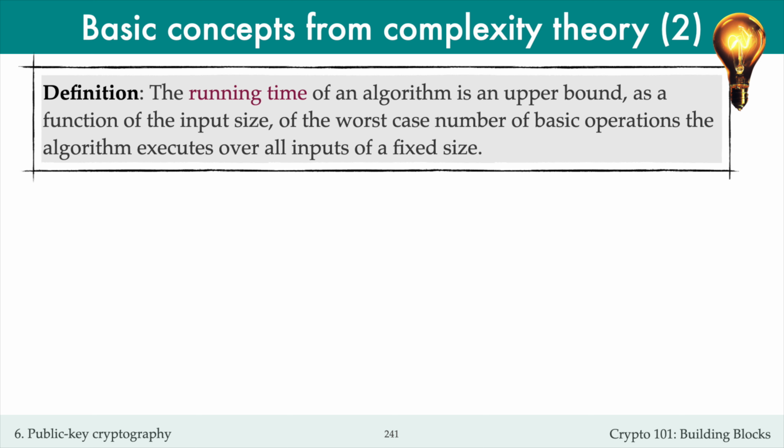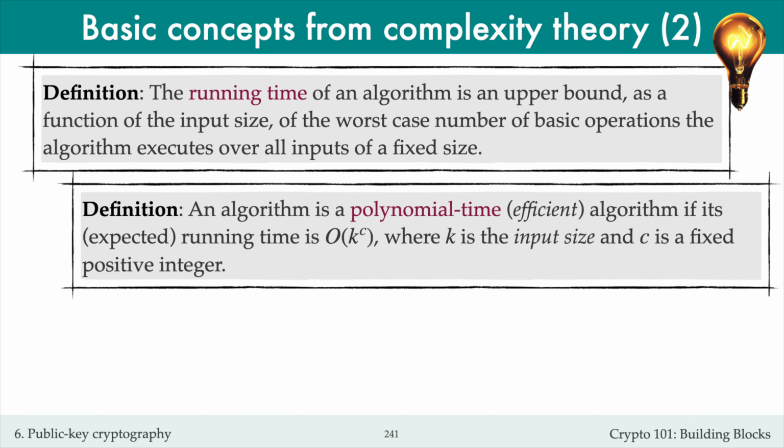The running time of an algorithm is an upper bound as a function of the input size of the worst-case number of basic steps that the algorithm takes over all inputs of a fixed size. I'm now ready to present the formal notion of efficiency. We'll say that an algorithm is a polynomial-time algorithm if its running time, or perhaps the expected running time for randomized algorithms, is of the form big O of k to the c, where c is a fixed constant and k is the input size.